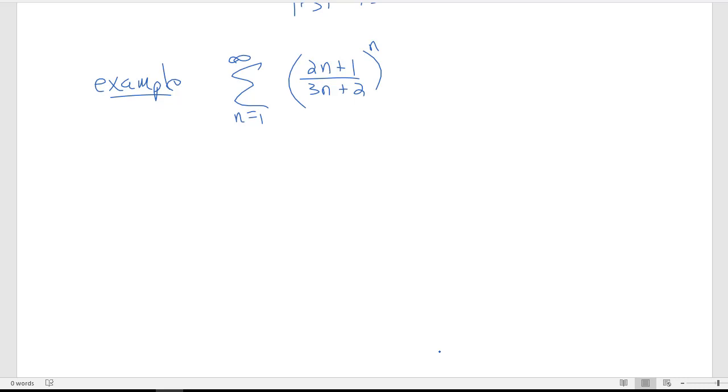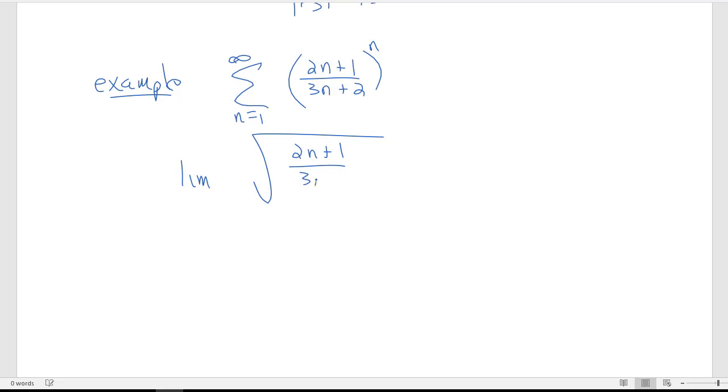Now, to be honest with you, we could apply the ratio test here, but that whole limit of the ratio, the algebra would just get kind of nasty. So in this case, we're going to use the root test. So we're going to take the limit. And again, the reason we're using the root test is because the entire terms of the series are raised to the nth power.